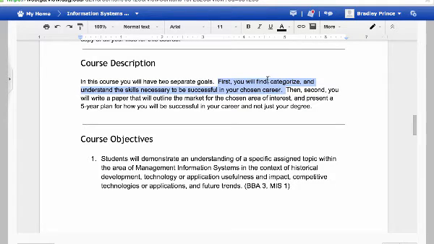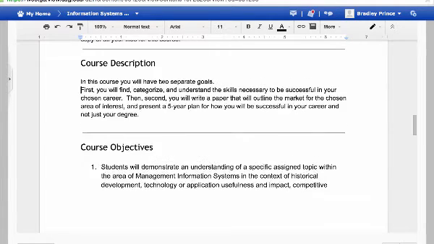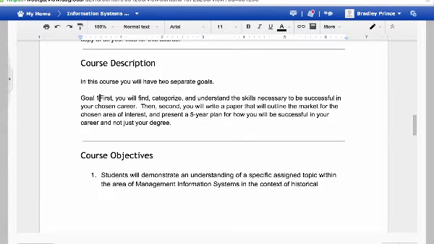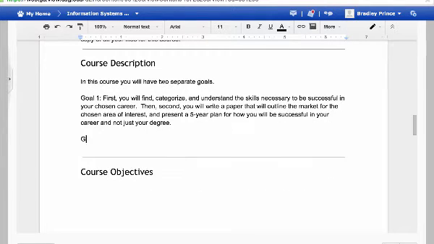So the first thing you're going to do is find, categorize, and understand the skills necessary to be successful in your career. Okay? Then you're going to write me a paper that will outline the market for your chosen area of interest and present a 5-year plan for how you're going to be successful in your career and not just your degree. Okay, so that's the first part of this first goal. I've got two separate goals here. Let me in fact just go ahead and write goal 1. Okay, and then goal 2 is going to be based on this 5-year plan.